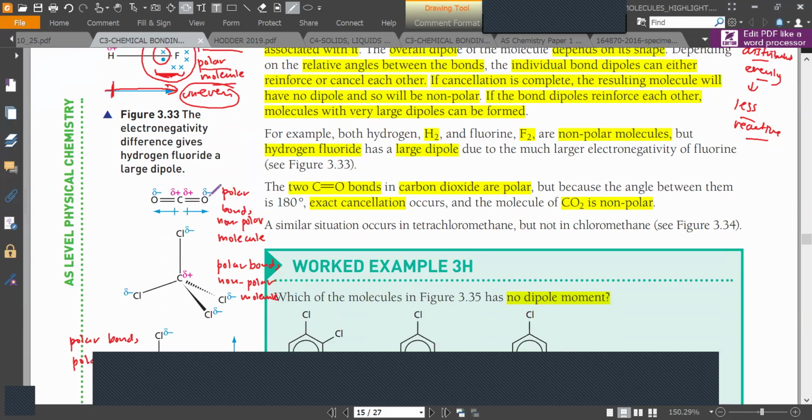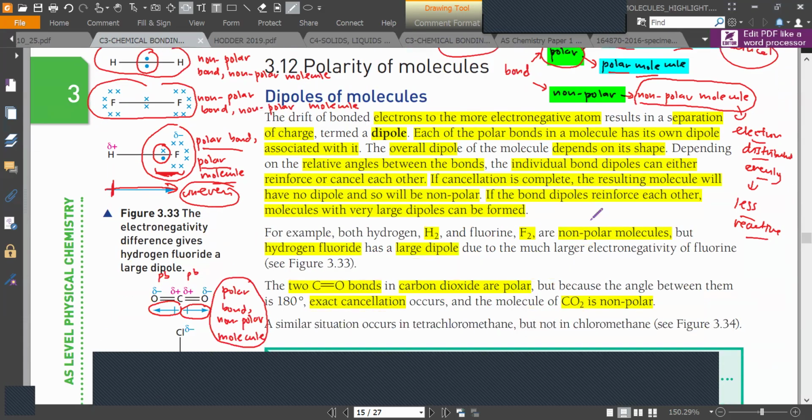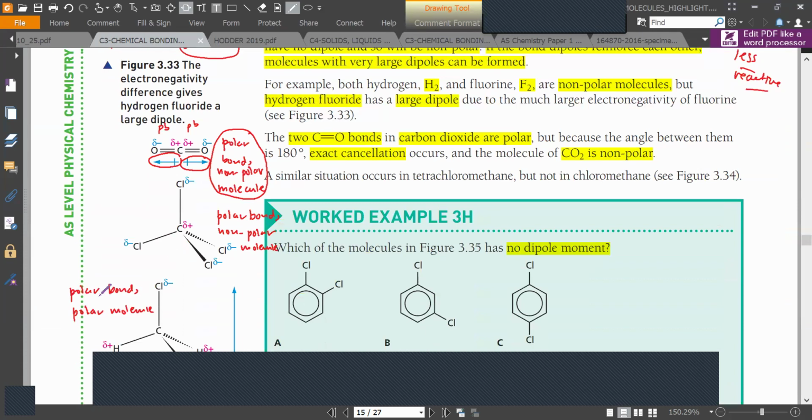This one is a polar bond, non-polar molecule. Why? We have polar bonds here, but they cancel out each other. So we can have polar bonds but a non-polar molecule when the molecule is highly symmetrical, because they cancel out. For those that are non-symmetrical, we will get a polar molecule, like this one.